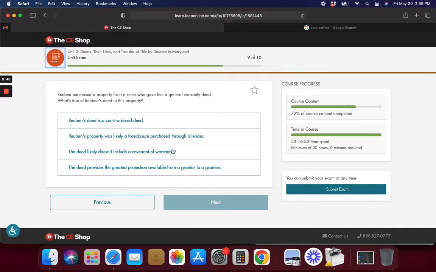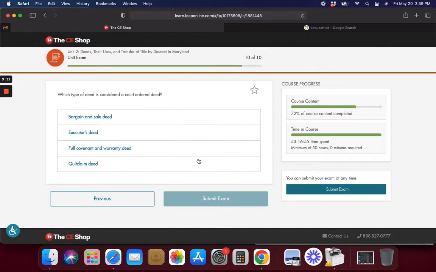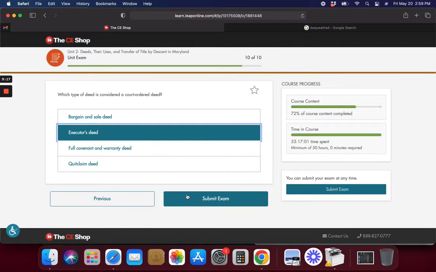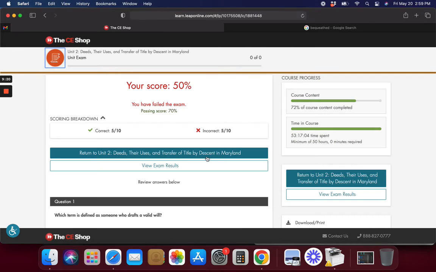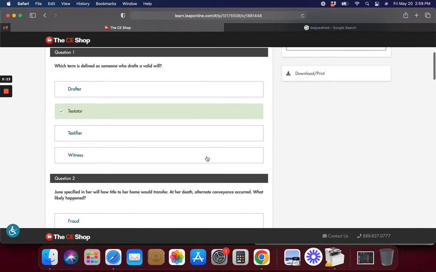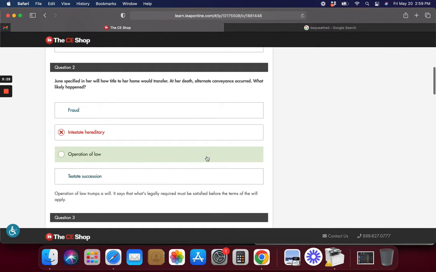Okay. Reuben purchased a property from the seller, who gave him a general warranty deed. What is true of Reuben's deed to the property? Provides the greatest sum. What type of deed is considered a court-ordered deed? Maybe executor's deed. Failed again. Some of these are going to start repeating now. So if you want to do any screenshots on these, okay, this is operation of law.